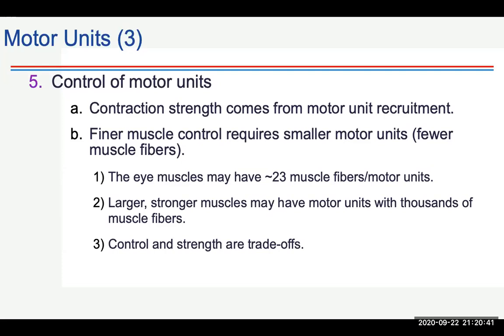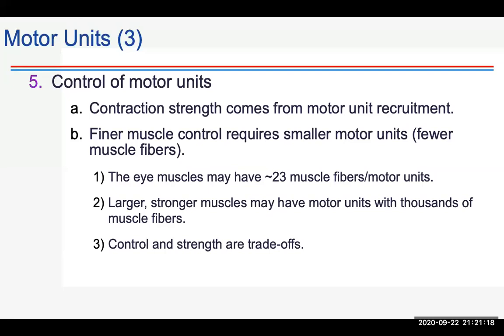The control of motor units, contraction strength comes from motor unit recruitment, which just means recruiting more neurons to stimulate more muscle fibers, really for strength purposes. Finer muscle control requires smaller motor units or fewer muscle fibers. So for example, your eye muscles, your other small muscles in the body, your finger muscles, they might have about 23 muscle fibers per motor unit. Larger, stronger muscles, like your quadriceps muscles, may have motor units with thousands of muscle fibers.